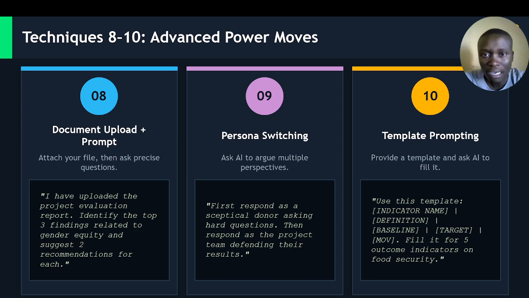Then we have the advanced power moves. These are one of my favorites. The first one is where you upload a document and then do your prompt. Even here, you can use the framework we discussed earlier. You upload your document, attach the file, and ask those precise questions. This works well if you're using Google NotebookLM, where you upload all the documents you have and ask questions based on what you've uploaded. For example, maybe you have a project description and you want to come up with an M&E framework, or a theory of change.